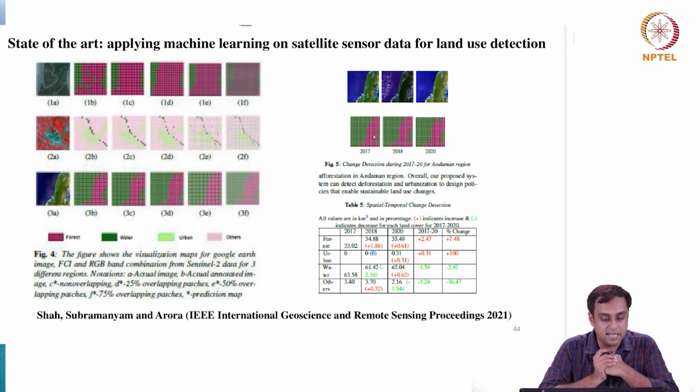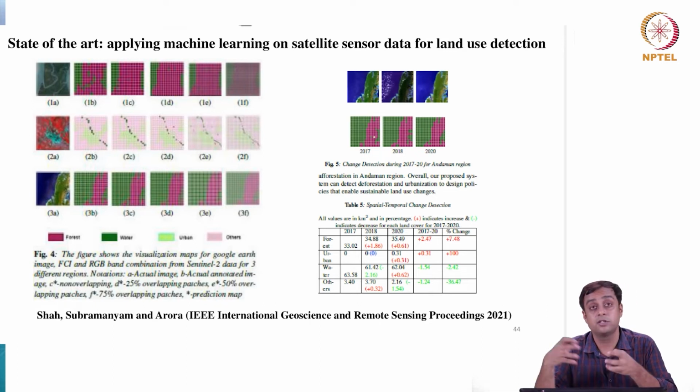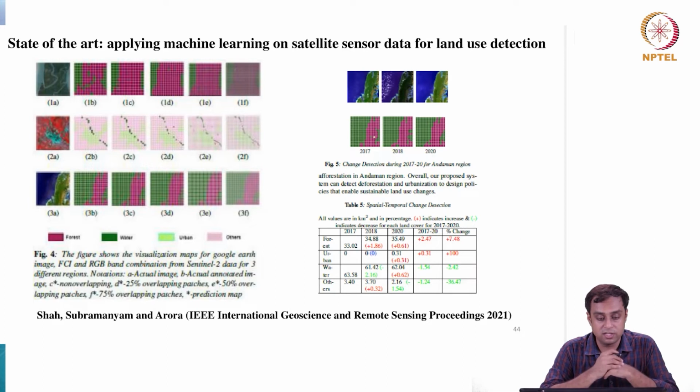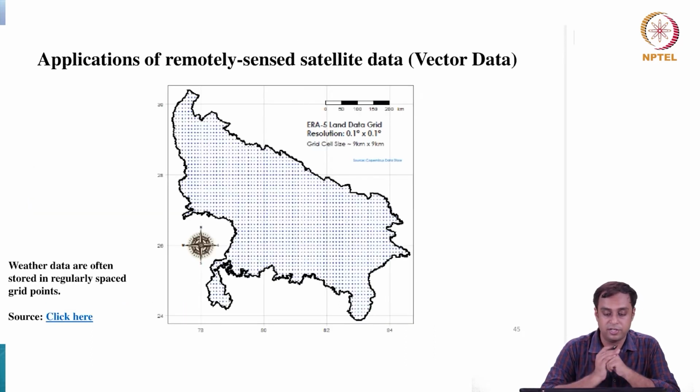I think this is the last example. Now this is where the raster image is at. There is a lot of application of machine learning on raster data in identifying land use changes. This is just an example where a study is trying to identify different types of land uses in the Andaman region of India. You can look at it if you are interested.